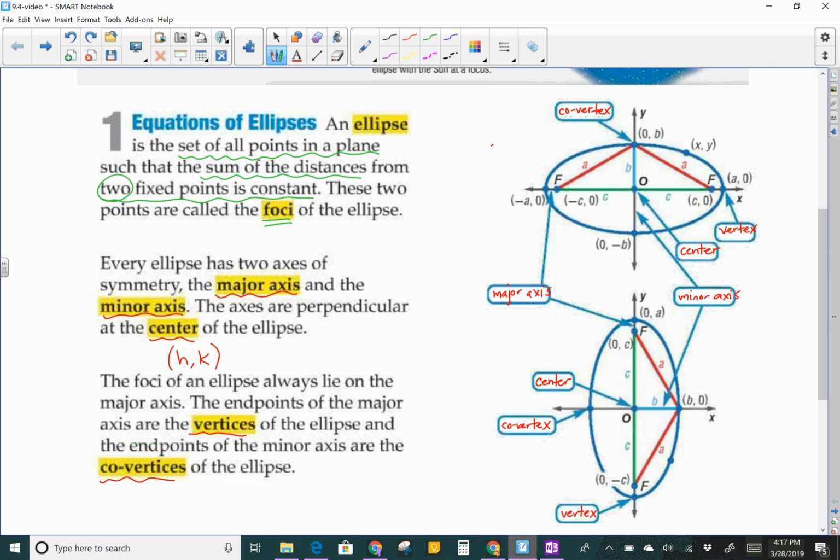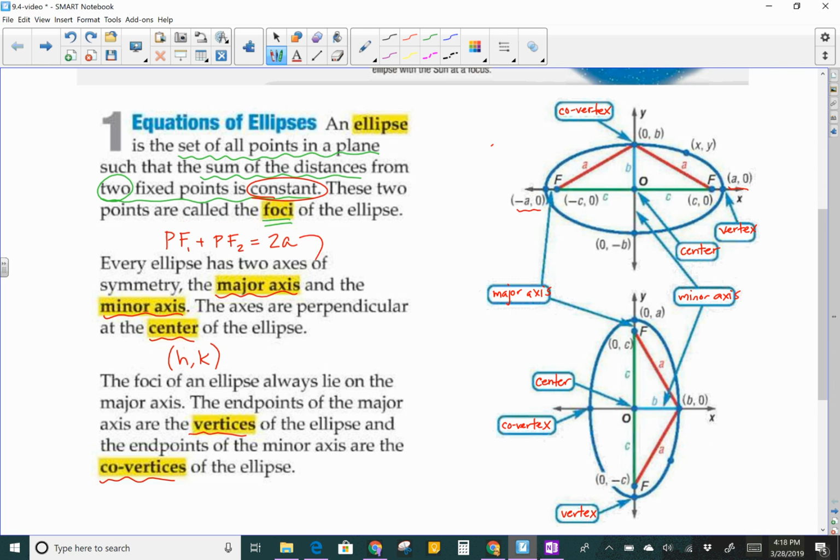The other thing is, if you notice from our interactive ellipse, that the distance from any point on the ellipse to one focus plus the distance from that point to the other focus is always a constant, and that constant is 2a. Now, 2a, if you notice, the vertices, these are the endpoints of your major axis.